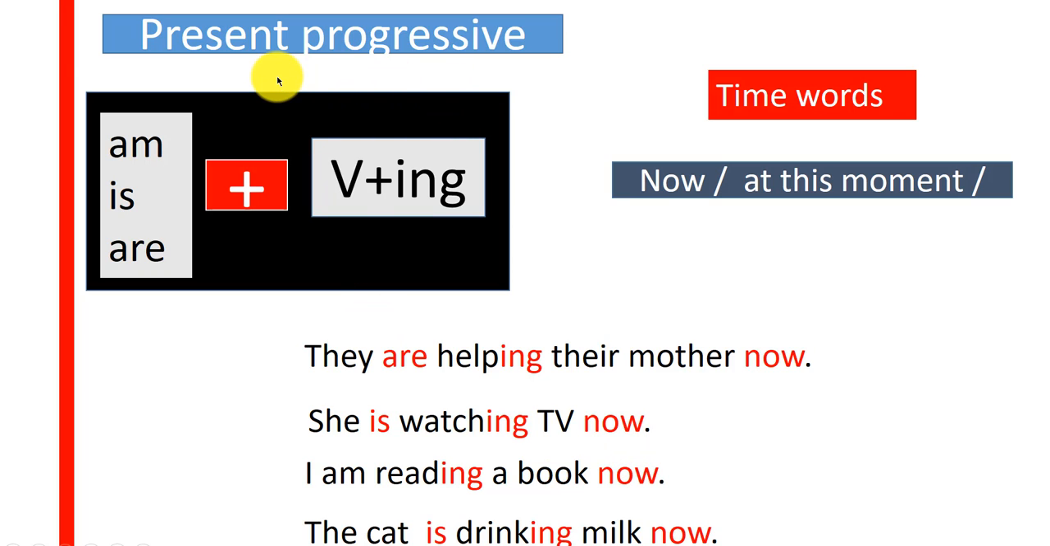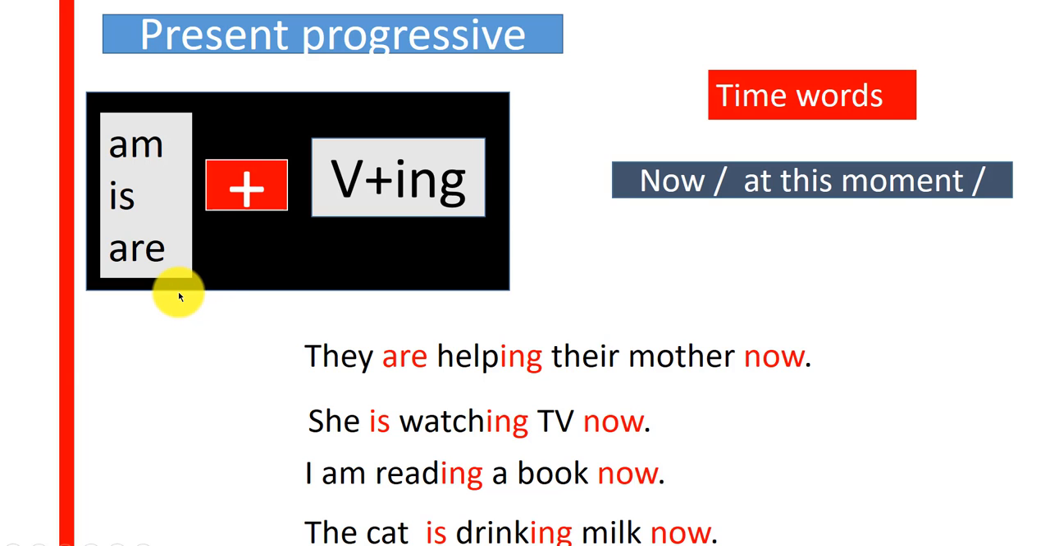Yes, we have a tense which is very important, زمن يعني. The first tense that we will study together is called the present progressive. To start a tense, we must know how to use this tense. This is the form of this tense.